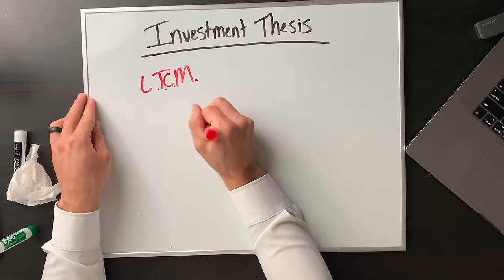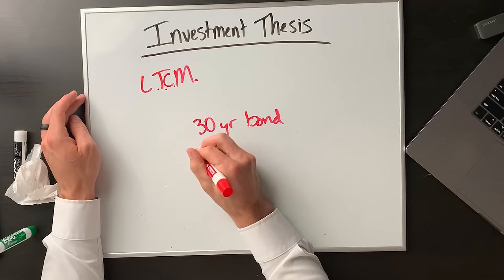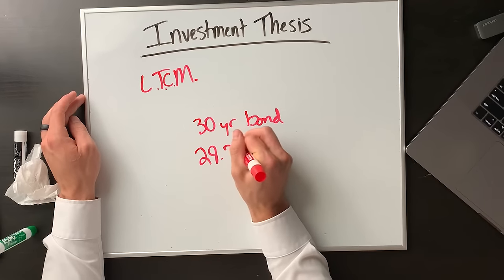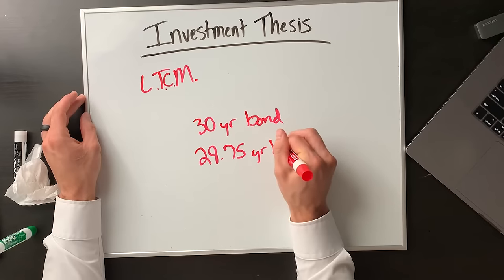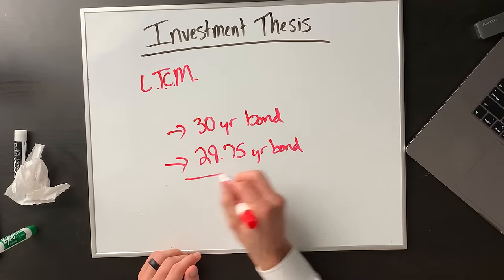They said, hey, in the US, there is the 30-year bond. And a lot of people know the 30-year bond. They like to buy it, and they will buy this bond. Now, very few people know about this. It's the 29.75 year bond. Almost the same exact bond, but not a lot of people know about this.